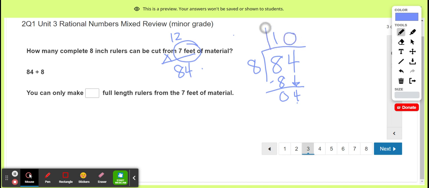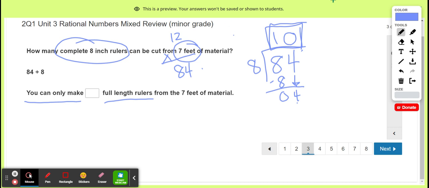8 goes into 4 0 times. So I'm going to stop right there because this question is asking how many full-length rulers can you make? How many complete rulers? Well, that means whole numbers. So we would only be able to make 10 rulers with that section of material.